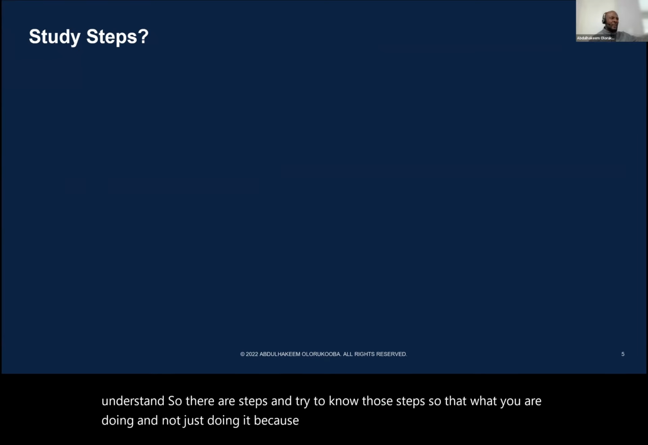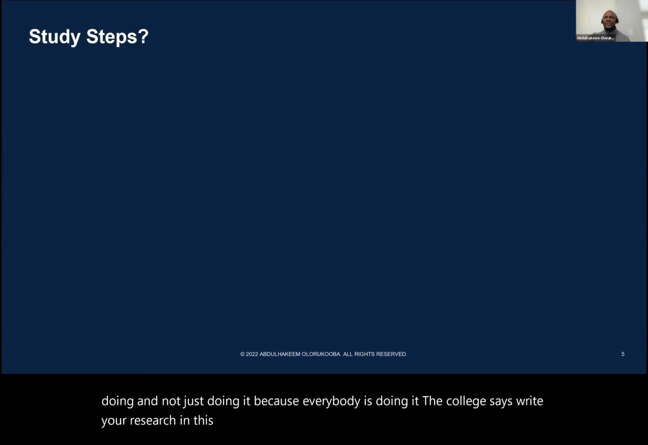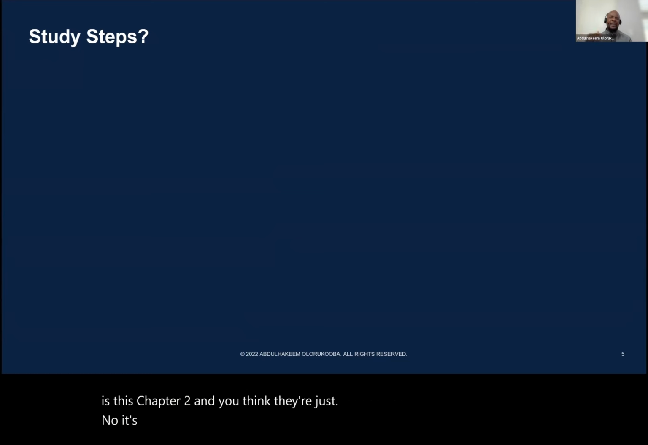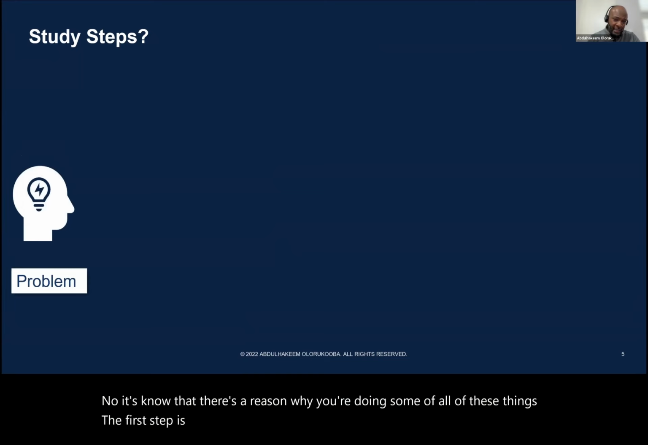The college says write your research in this sequence. Do write chapter 1, chapter 2. Chapter 1 is this, chapter 2 is that. You think they're just random? No, there's a reason why you're doing all of these things. The first step is for you to identify a problem, which hopefully most of you did.